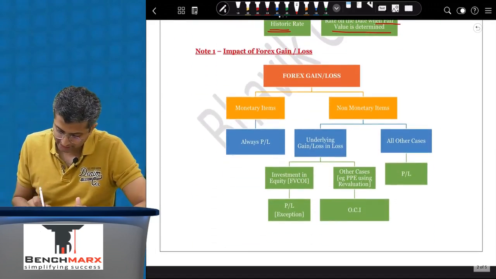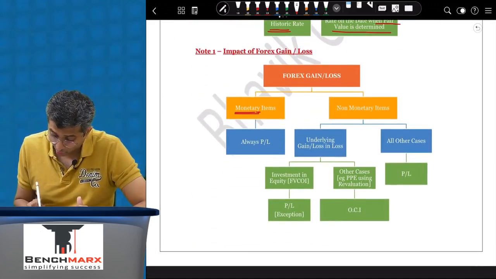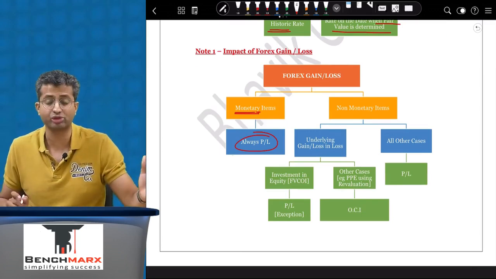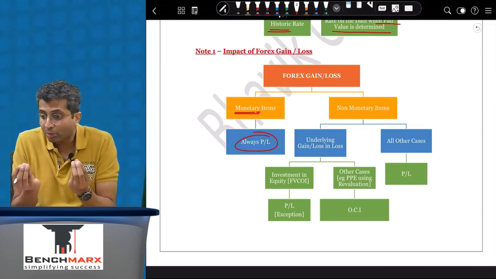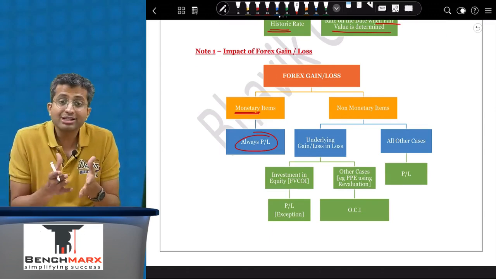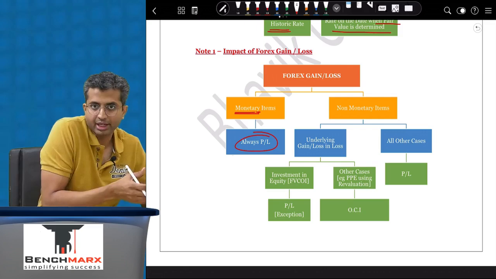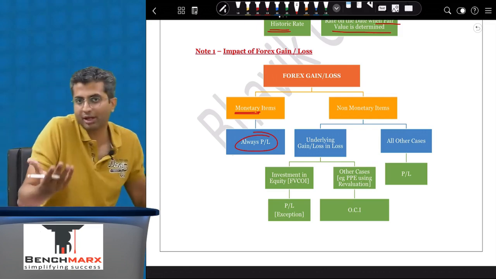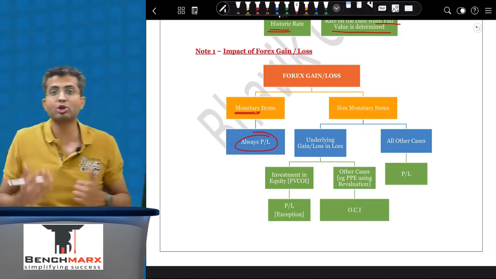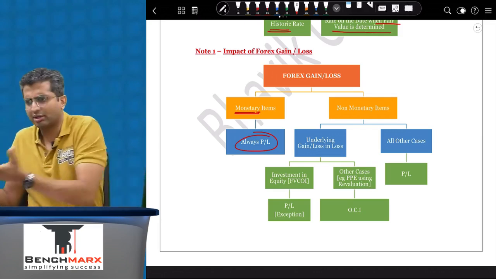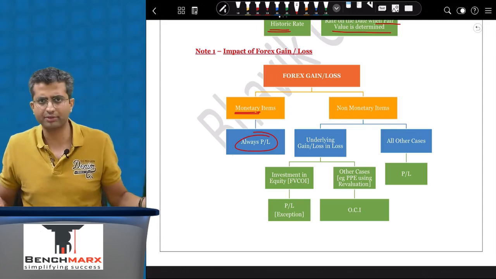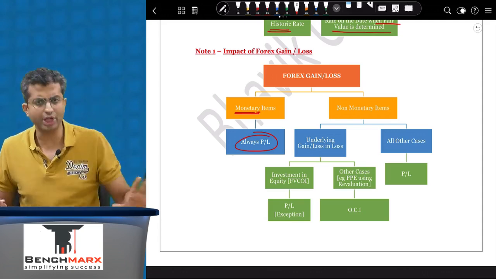So forex gain or loss for monetary items will always be the P&L, period, no exception. However, if it is a non-monetary item, we see where the gain or loss on the non-monetary item is going. If it is going in the OCI, like revaluation is going into the OCI, then the foreign exchange gain or loss will also go to the OCI. If it is going to the P&L, then the foreign exchange gain or loss will also go to the P&L, for example. So this is a general rule.